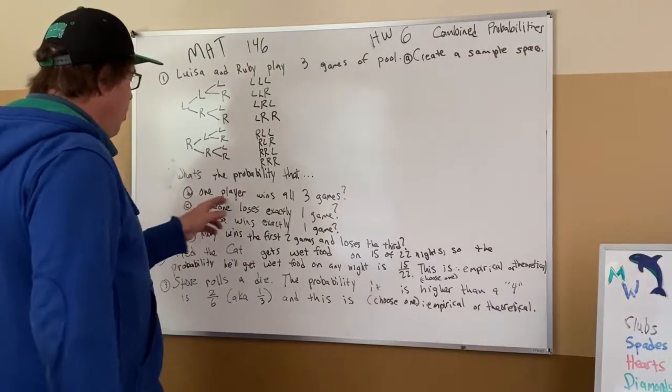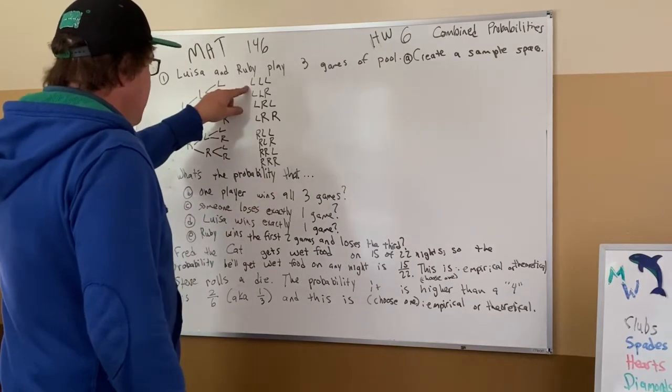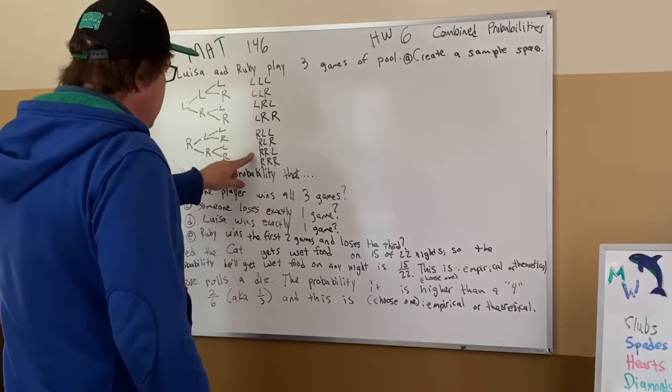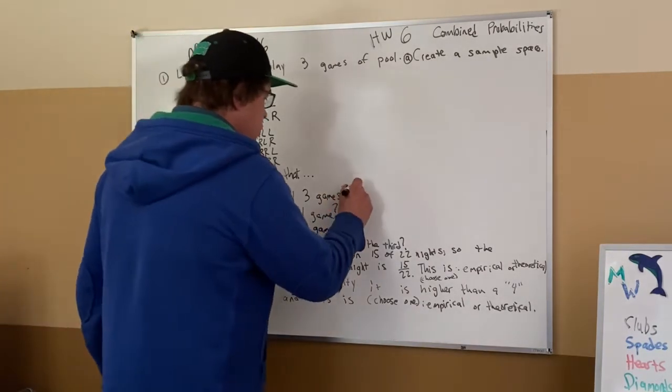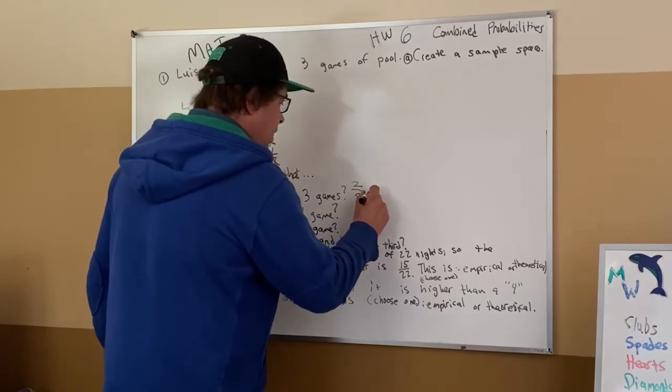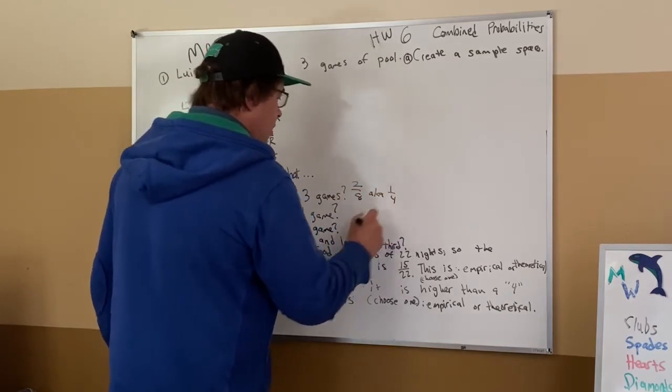One player wins all 3 games. That happens here in LLL, and then RRR. That is 2 out of the 8, a quarter of the time.